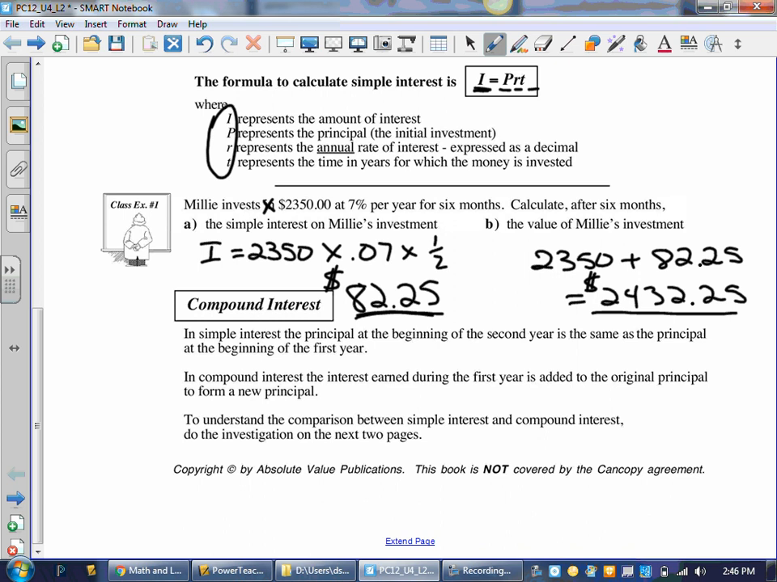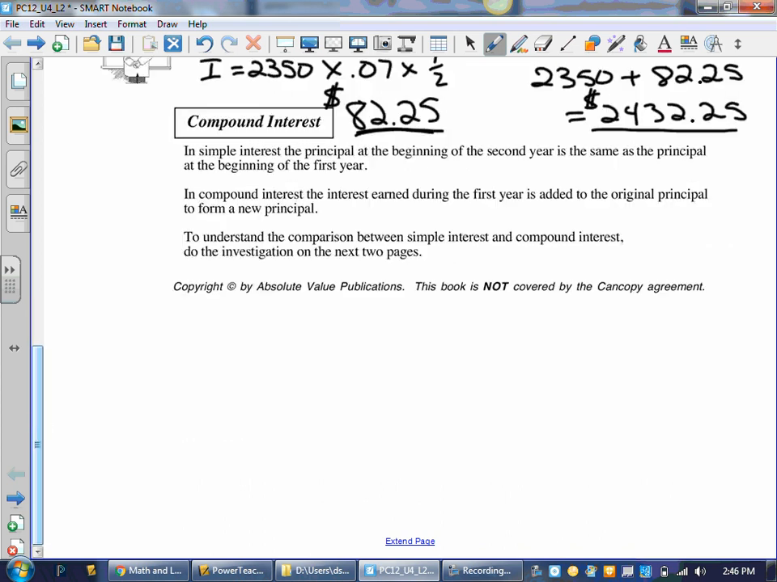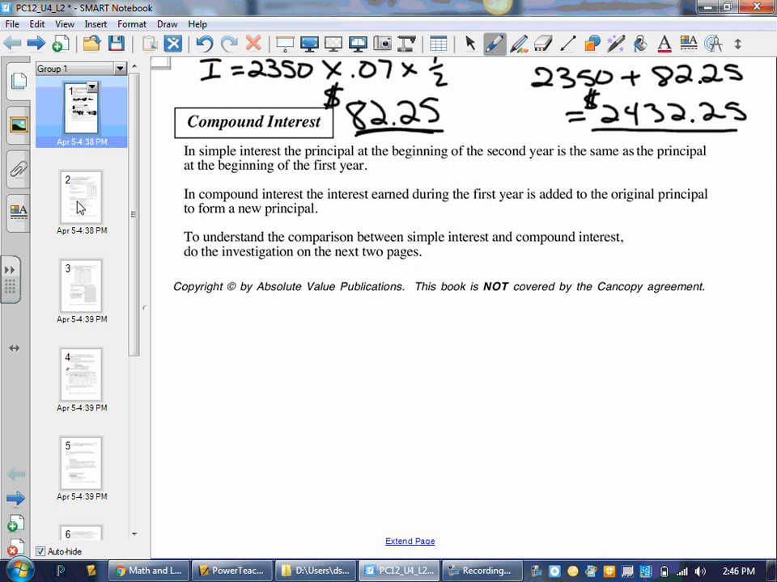Okay, where we're really going with this is the fact that compound interest is much better when it comes to having more money at the end. It says in simple interest, the principal at the beginning of the second year would be the same as the principal at the beginning of the first year. In compound interest, the interest during that first year gets added to the principal, and it becomes a new principal that you start off with again. To understand the comparison between simple interest and compound interest, do the investigation on the next page. I'm not going to go through it all. It takes a long time.